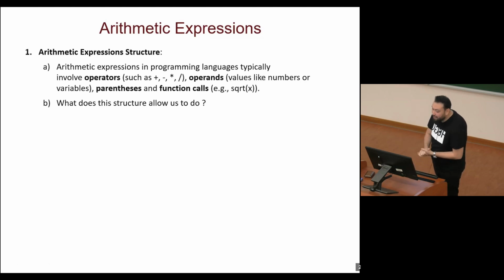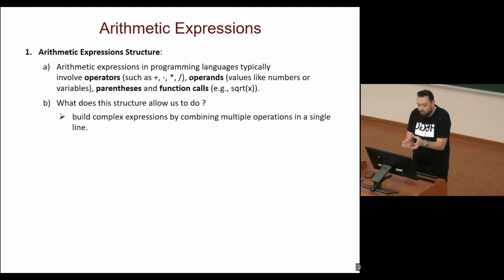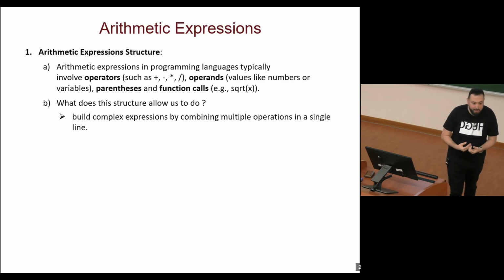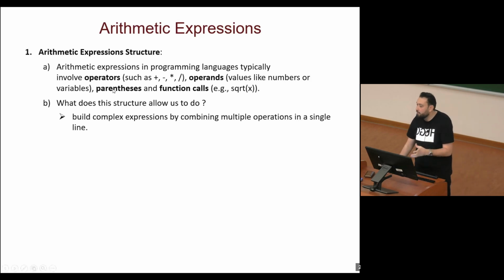What does this structure allow us to do? If I have this structure, I'm able to have an operator, an operand, parentheses, and a function call. So why is this beneficial for me? It lets me actually build something complex. If my program is able to support many things, I'm able to mix and match, right? So it will build complex expressions by combining multiple operations in a single line.